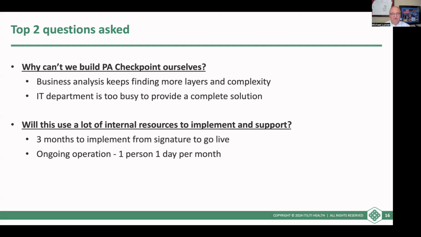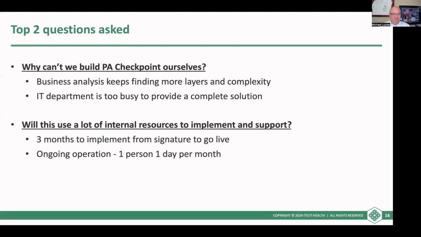Another question that we get from payers is, will this use a lot of internal resources to implement and support? Itiliti Health customers have found that PA Checkpoint is typically about 3 months to implement from the time we get the signature until it goes live. Once it's live, the typical operation means that the health plan has one person that spends 1 day per month maintaining the rules in the system and ensuring that those rules are up to date.